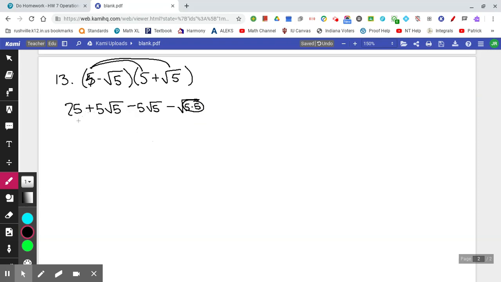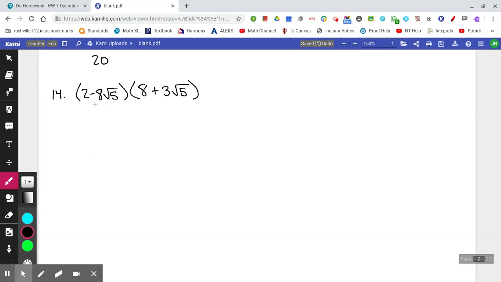All right, so here I'm going to have 25, and then 5 square root of 5 minus 5 square roots of 5. So here I have 5 of them. I'm subtracting 5 of them. These are going to cancel each other out. And then I have minus, and then the square root of 25, or the square root of 5 times 5, that's 5. So 25 minus 5, my final answer. Because these were conjugates, the radicals disappear on number 13, and you should just have a whole number as your answer.